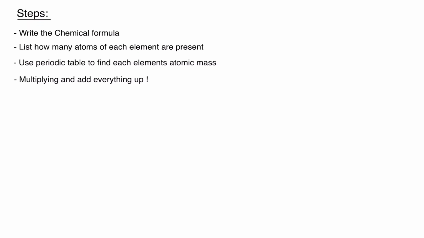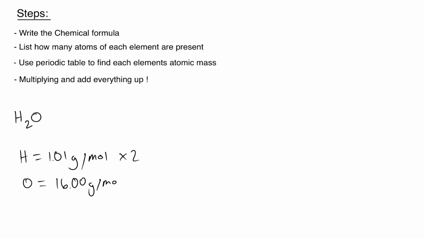So let's say we have H2O. Let's write out what we have. So H, there's two H's, and H, according to the periodic table, has a mass of 1.01 grams per mole. So that times 2, and then there's one O, and according to the periodic table, it has a mass of 16.00 grams per mole. Now, that's times 1, since there's only one. So this is going to be equal to 2.02 grams per mole.